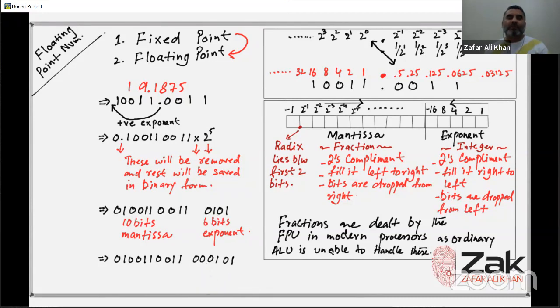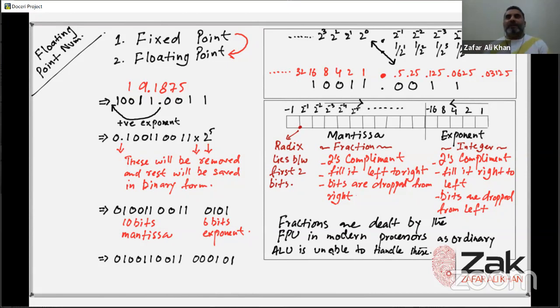These 2 bits were filled because we had an underflow, because we had less to fill and more space that we had. Now this is a perfect representation of 19.1875 in floating point.